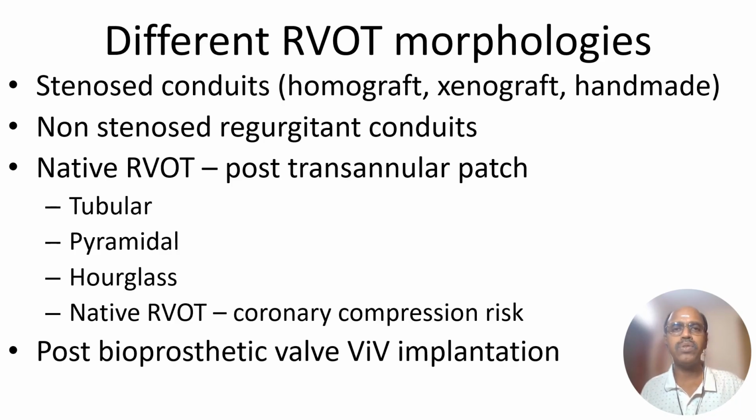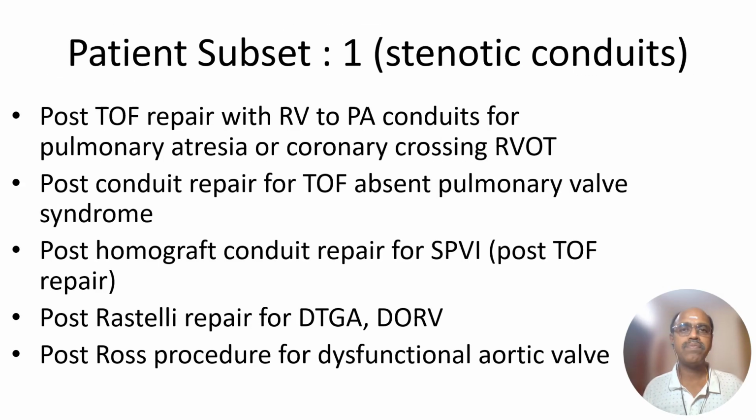Pyramidal RVOT refers to distal main pulmonary artery being narrower and the proximal main pulmonary artery at the right ventricular pulmonary artery junction being very broad. Then comes the hourglass narrowing, wherein the narrowing is in the region of the ventricular-arterial junction. There is a unique subset of native RVOT wherein the landing zone may be very close to the coronaries and coronaries may get compressed. The last subset will be bioprosthetic valves implanted in the pulmonary position, which are degenerated. So let us deal with it step by step.